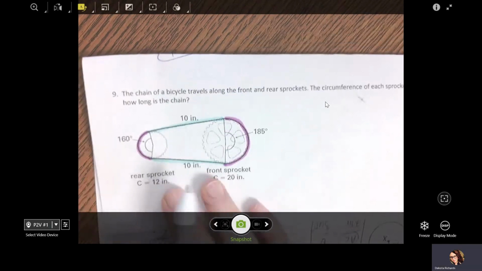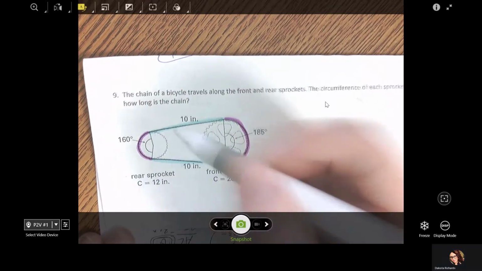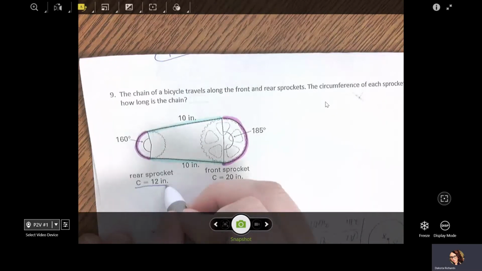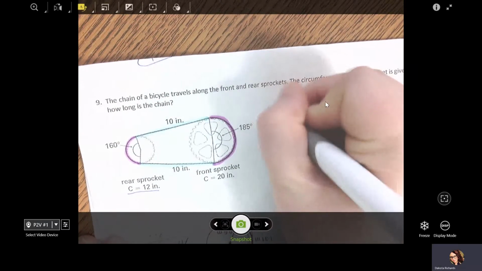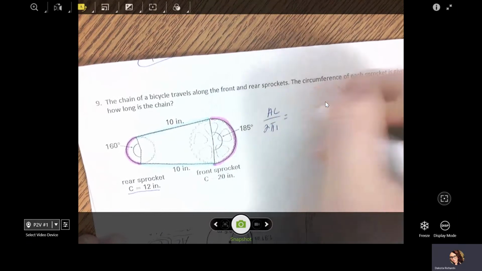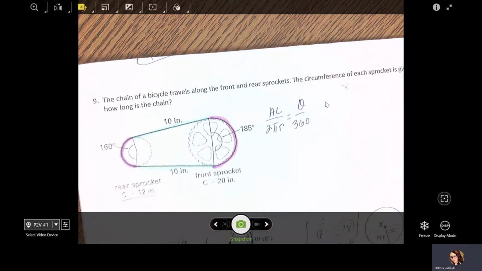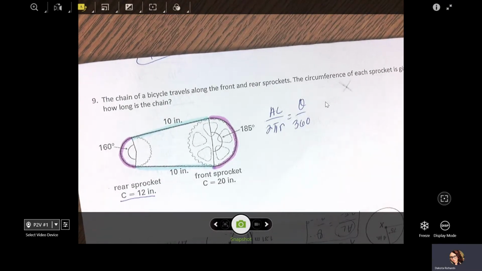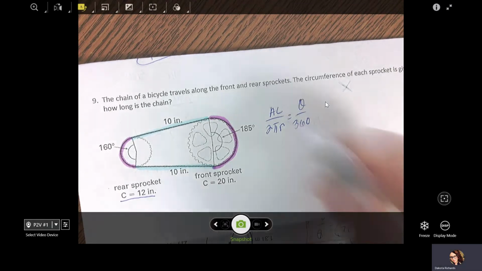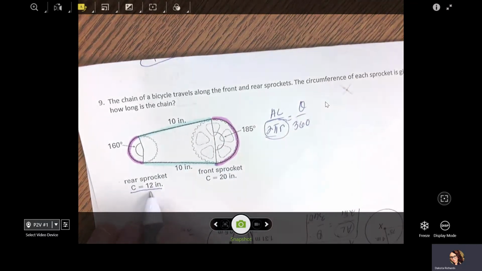So look at this rear sprocket. It gives you that the circumference is 12 inches. So if we look at our formula, arc length over 2 pi r equals theta over 360. Is circumference a part of that formula? Yeah. So what you're going to do is replace that whole thing with 12 for the first one.